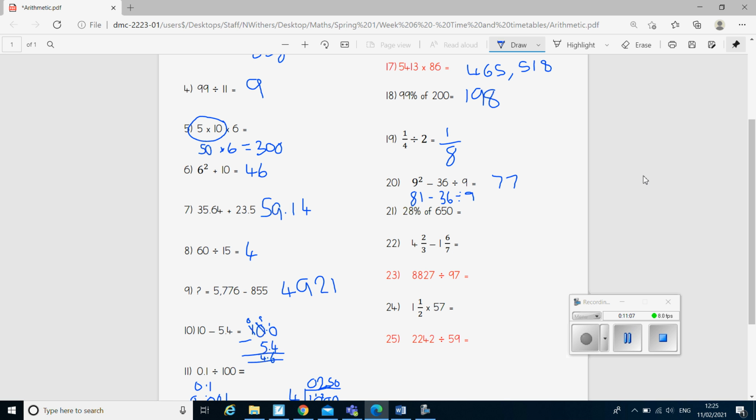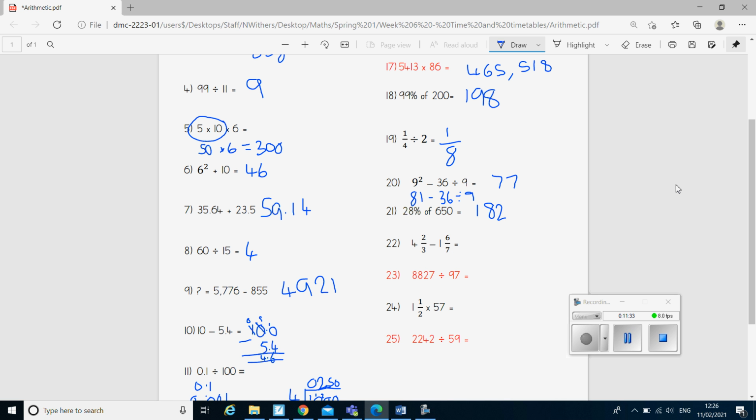Question 21, 28% of 650. First of all, we would need to find 1% of 650. Remember, to find 1%, you divide by 100, so you would have 6.5. And then you would need to do 6.5 times by 28. So the answer we were looking for there was 182.